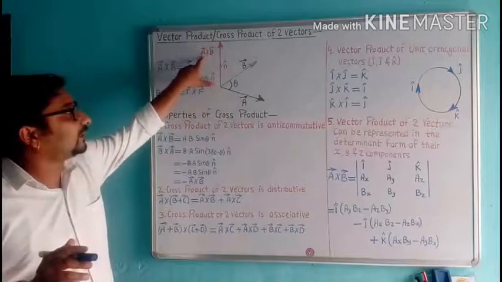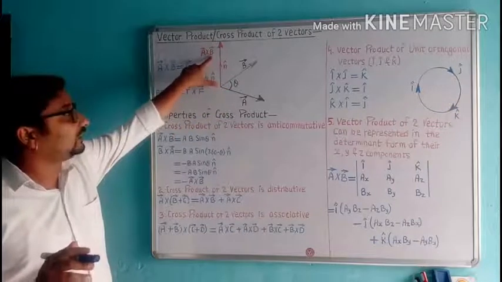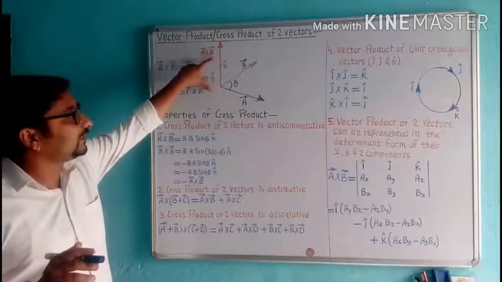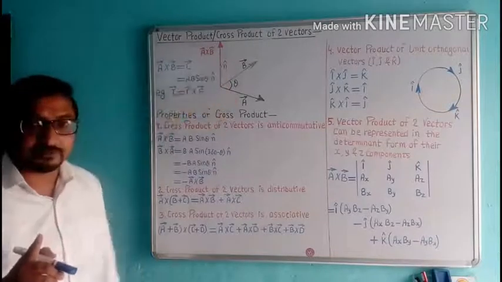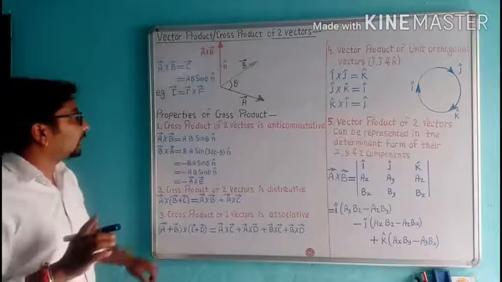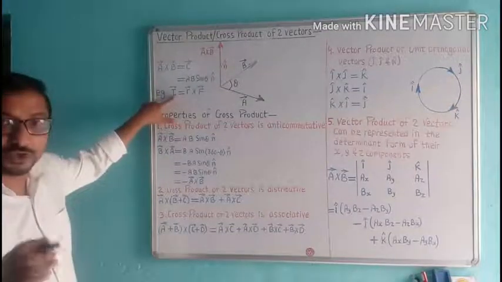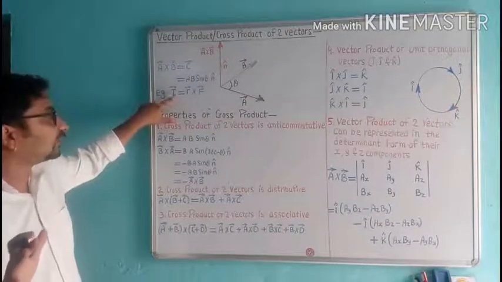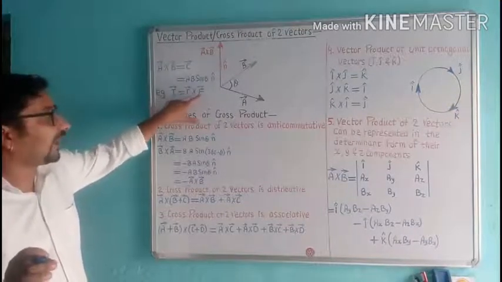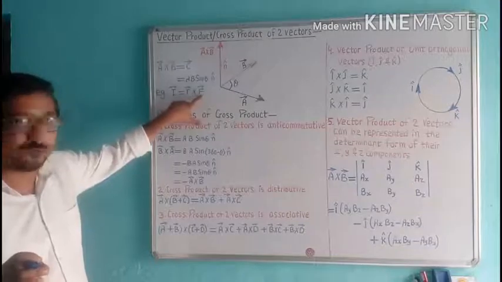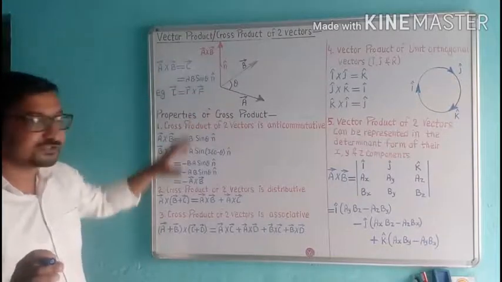If we have two vectors, vector A and vector B, making angle theta to each other, then the direction of vector A cross B is along the normal to the plane containing vector A and vector B. For example, torque is a vector quantity which is equal to the vector product of R and F, distance and force. Tau is equal to R cross F.